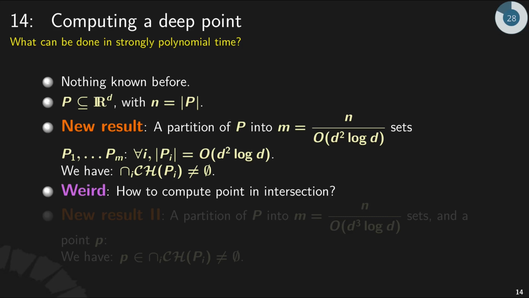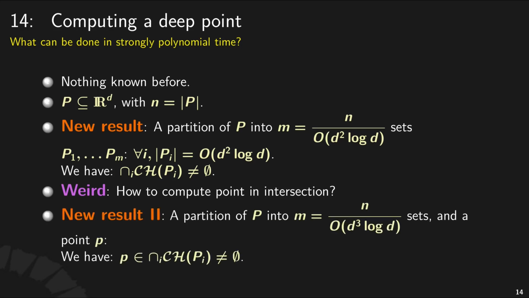But the weird thing is that we know that there is a point in the intersection, but how to compute it? We just know that it exists. Computing it is too expensive because we don't really have a strongly polynomial time algorithm to compute it. So either we are happy with that, or it turns out that you can trade another factor of d in the depth and now get a point in the intersection, which is kind of nice because this is the first strongly polynomial time approximation algorithm.